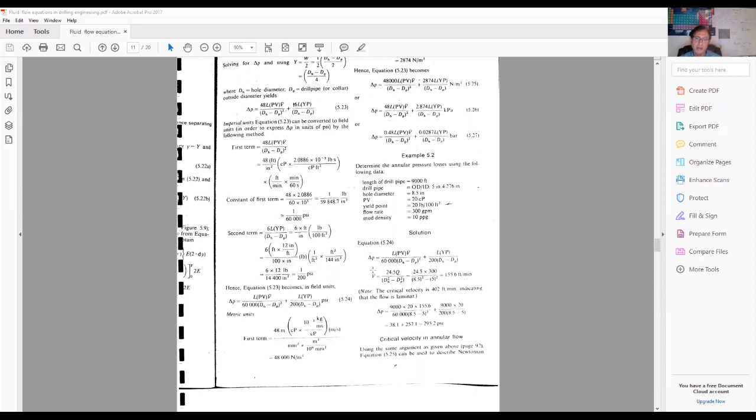And I've given you here an example of how you do the calculation. You find the critical velocity and you find the average velocity, and you compare the two, and you know the flow is laminar, therefore you can apply this equation. If it's not laminar, you cannot apply this equation. Okay.